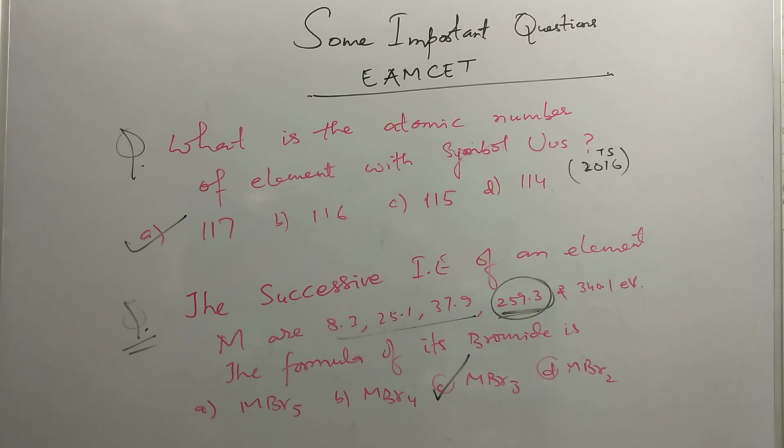Now the next question is: the successive ionization energy values of an element M are 8.3, 25.1, 37.9, 259.3 and 340.1 electron volt. What is the formula of its bromide? So they are asking the formula of its bromide. So you have to see in this case that the values of successive ionization energy give us an idea about the number of valence electrons. So if there is a sudden jump, like after the third we are seeing a sudden jump from 37.9 to 259. Therefore this particular element M has 3 valence electrons and its bromide will be MBr3.